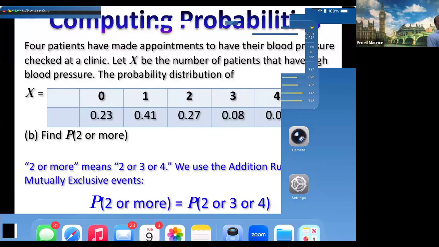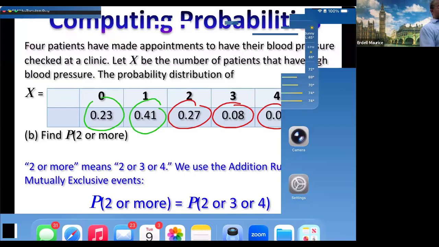There is also another way to solve this problem right here. The other way would be, let's switch to green right here, to add these two numbers up and then subtract them from 1. 1 minus 0.23 minus 0.41 will give me the same answer, 0.36. Why does this work?